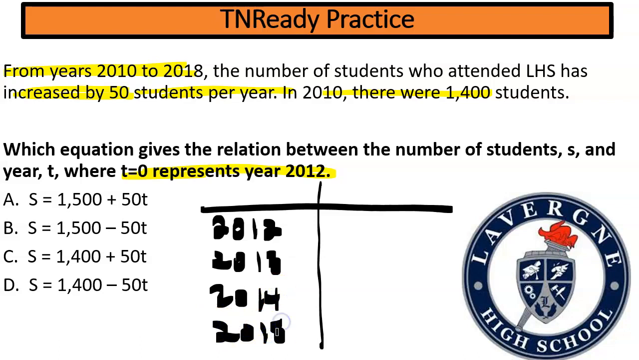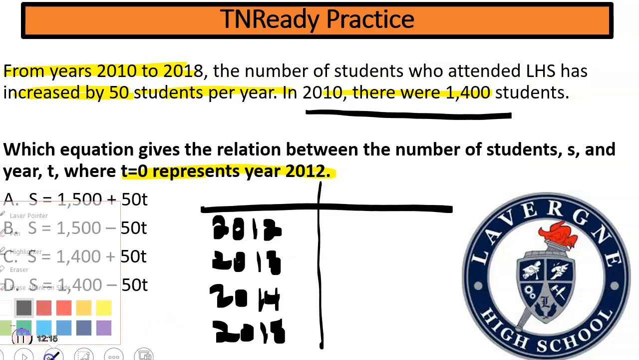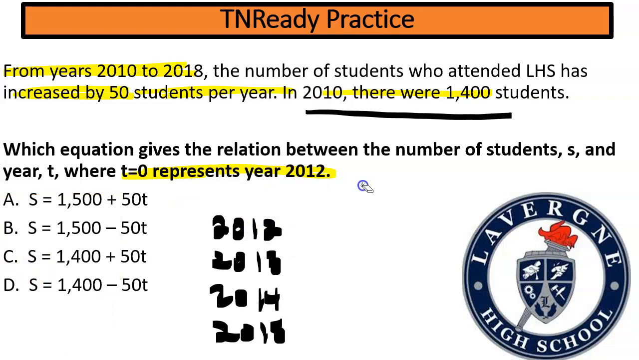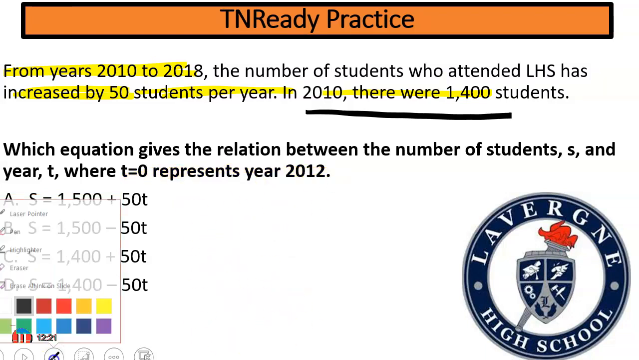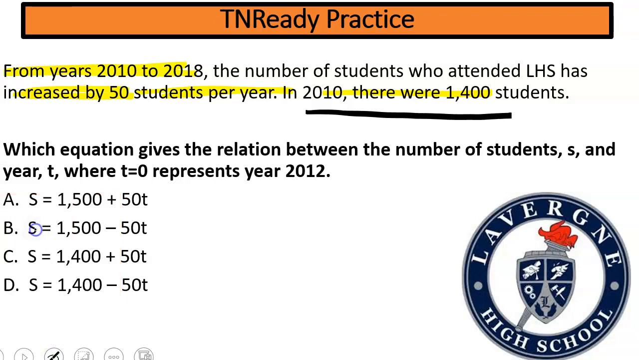So we'll go through 2015. So it told us in 2010 there were 1,400 students. Did I go the wrong direction? I did. Let me erase this and switch to pen. Okay, let's try that again.